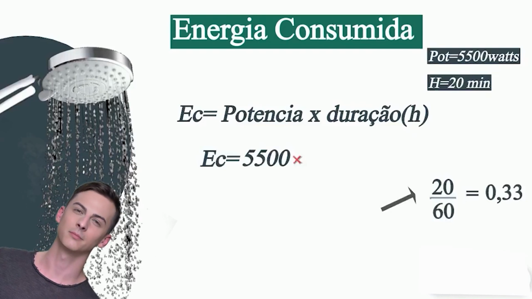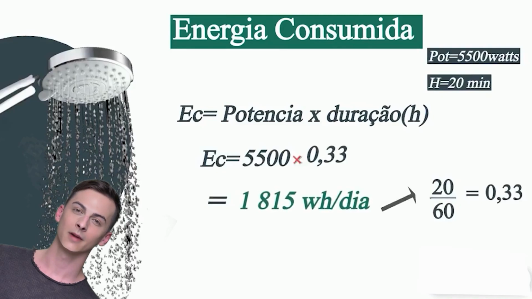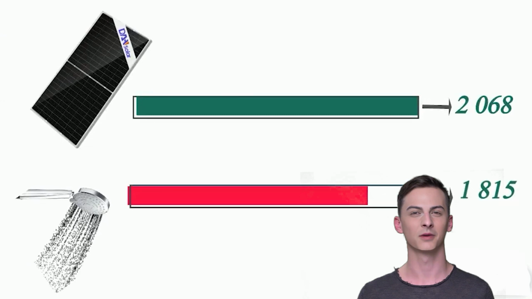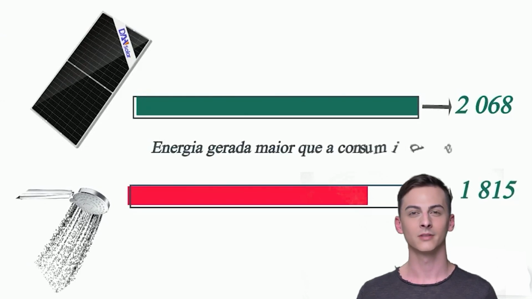Now, after converting minutes to hours, you just need to multiply the values: shower power 5,500 watts by the duration in hours 0.33. This will give you a value of 1,815 watt-hours per day. Now, to determine if the solar panel can handle the consumption, simply compare the energy generated by the panel, 2068 watt-hours, with the energy consumed by the equipment, 1815 watt-hours. Surely, 2068 is greater than 1815, right? So, definitely, the solar panel can handle that consumption.